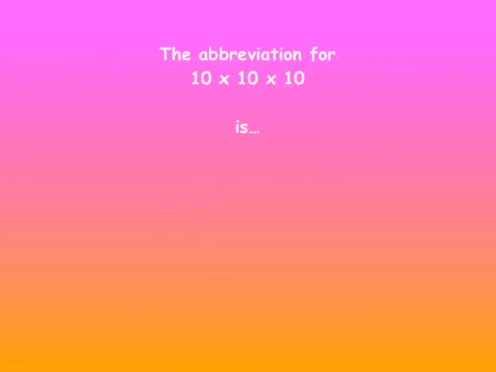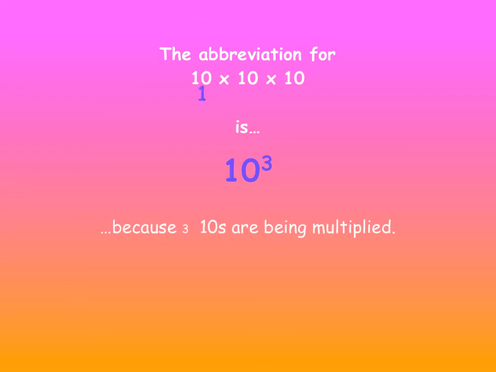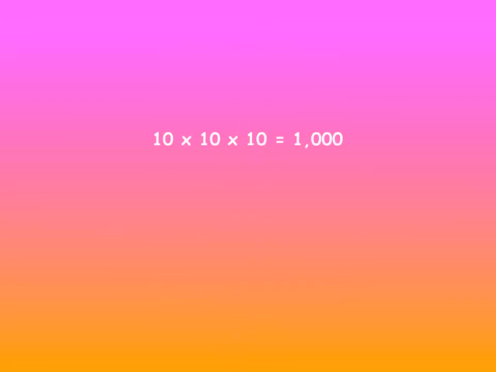The abbreviation for 10 times 10 times 10 is 10 to the 3rd power. Because 3 tens are being multiplied, we call it 10 to the 3rd power. 10 times 10 times 10 is 1,000. 10 to the 3rd power is 1,000. And you can see the 3 refers to those 3 tens that are being multiplied times each other.